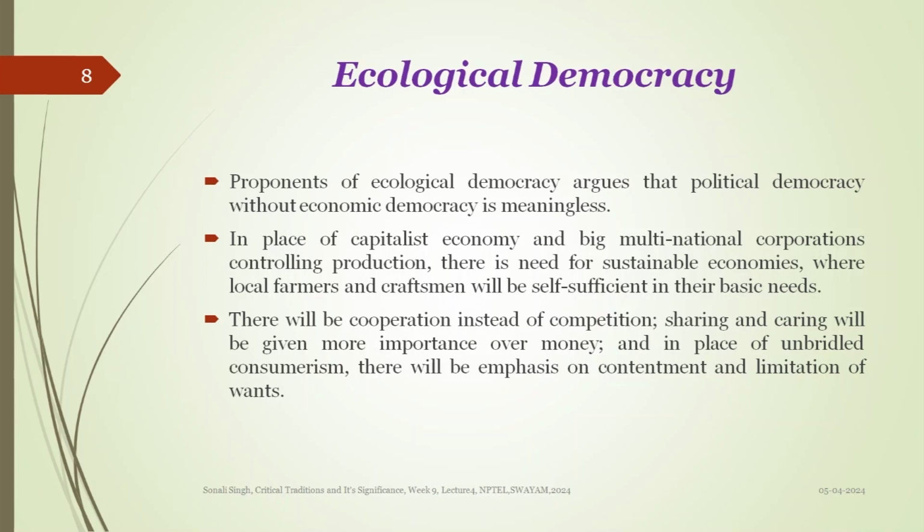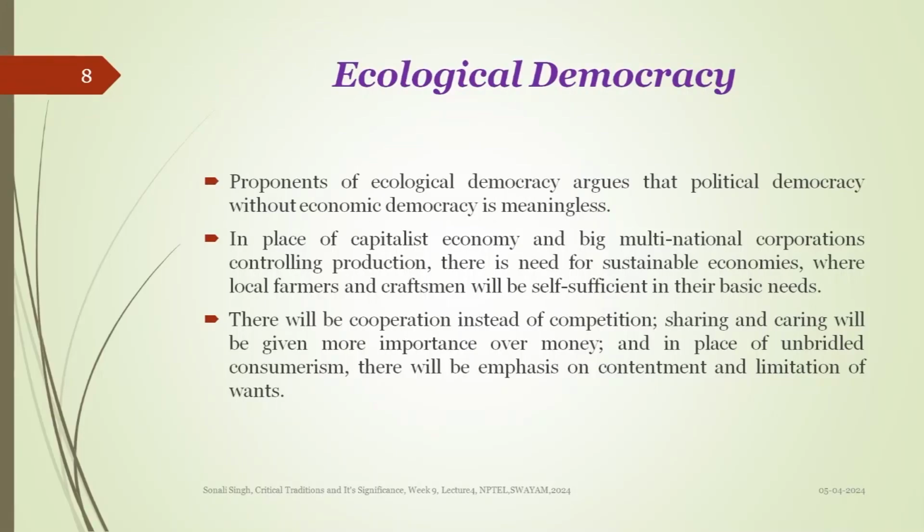Similarly, they argue that in place of capitalist economy and big multinational corporations controlling production, there is need for sustainable economies, where local farmers and craftsmen will be self-sufficient in their basic needs. So in place of the big capitalist industrial units, or the big MNCs who are controlling production and market across the world, what we need more is a sustainable economy, because it is needed for the well-being of the greater section of the society who are very poor or who do not enjoy all the resources which are enjoyed by a minuscule section of the population at the top of the pyramid.